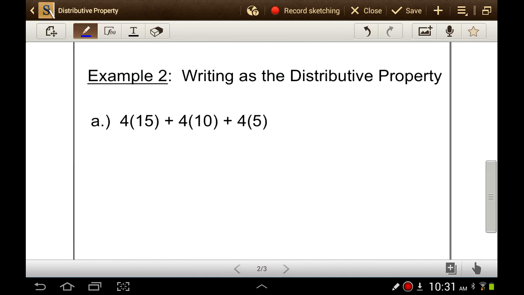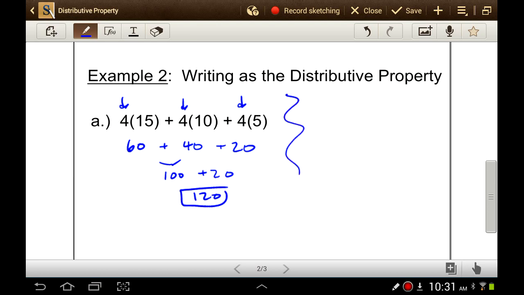Okay, sometimes you want to write it in the distributive property, so you want to do the reverse of what we're doing. So you want to take something like this, and you want to look, and you notice that, hey, I am multiplying 4 to each one of these numbers. So instead of doing 4 times 15 is 60, plus 4 times 10 is 40, plus 4 times 5 is 20, okay, and then getting 100 plus 20, which is 120, you might say, you know what? I'm noticing I'm multiplying 4 to all of those. So I'm actually going to write it as 4 times 15 plus 10 plus 5.